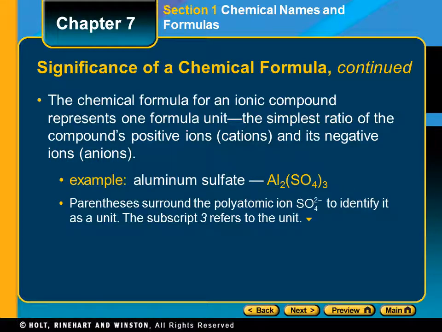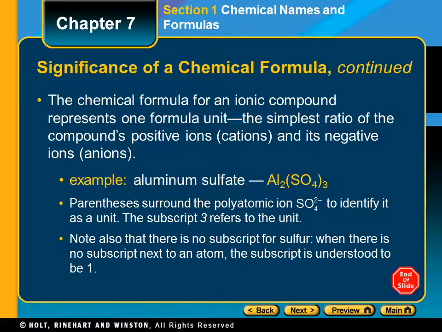When you see parentheses, they are going to be around what we call a polyatomic ion. So SO4 is actually an ion with a -2 charge. And the parentheses within the formula help us identify it as one unit. So it comes together. The SO4 comes as one thing, and the SO4 bonds to the Al2s. And the subscript on the other side of the parentheses, that 3, represents the unit.